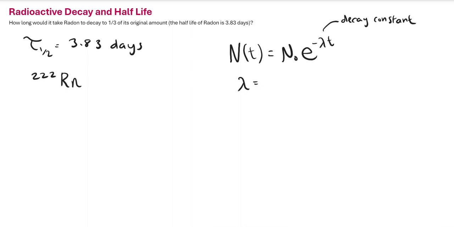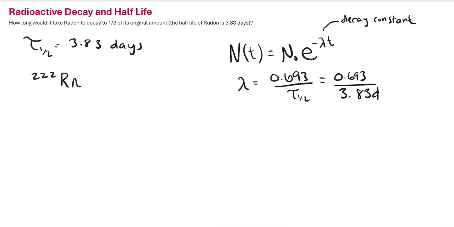And the decay constant is equal to 0.693 over the half-life. 0.693 is actually the natural log of 2, which just has to do with how it's derived, but you can just put in 0.693. So for radon, the decay constant is going to be 0.693 divided by 3.83 days. Now, you can use different units for this, but whatever units you use will also be the units of the time that you're solving for here.